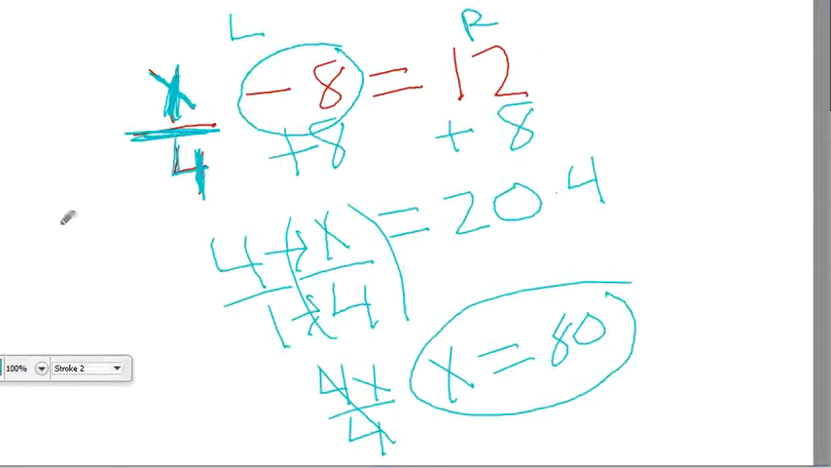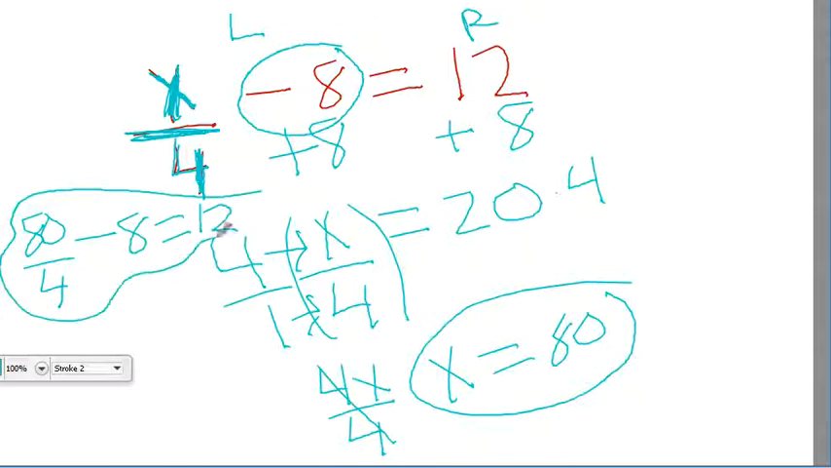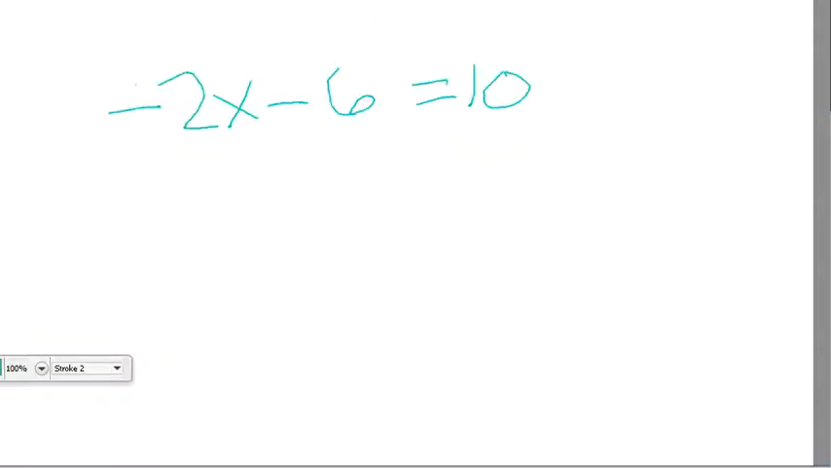And then from there, our last step is to check our solution. If we take 80 and we divide it by 4, and then we subtract 8, we do get 12. Okay, so x equals 80. That is our solution. Okay, so we're going to try a few more of these.